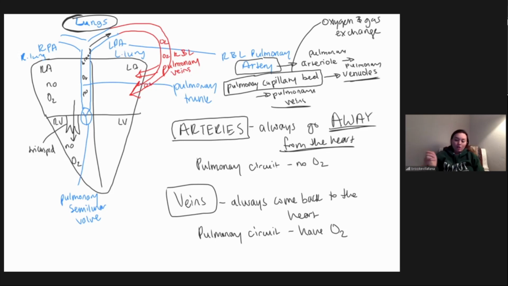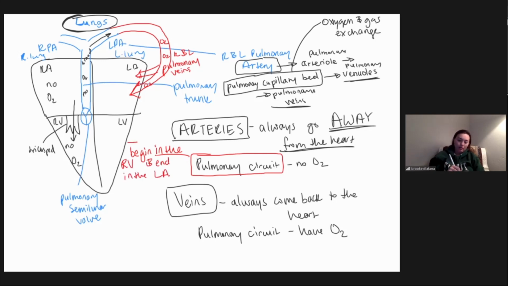Okay. So the pulmonary circuit, what is the pulmonary circuit? The pulmonary circuit is going to begin in the right ventricle, right? We're leaving that right ventricle, and end in the left atria. So for your test, you guys need to know what chamber the circuit begins in and what chamber the circuit ends in. So for this, it would begin in the right ventricle, end in the left atria, because we start out pumping it away from the heart in the right ventricle, and we come back to the left atria.